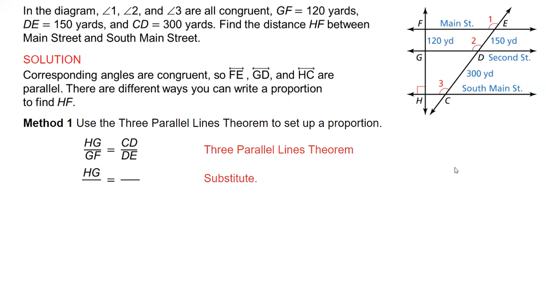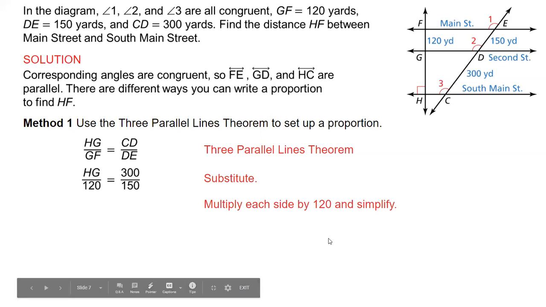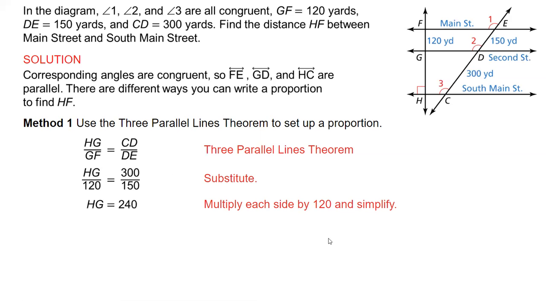So since we don't know what HG is, we're going to substitute everything else that we were given in the description. So we know that GF is 120, so we're going to plug that in there. We know that CD was 300 and DE is 150. Just go ahead and cross multiply, simplify by dividing, and get that HG is 240 yards. So that is just HG.